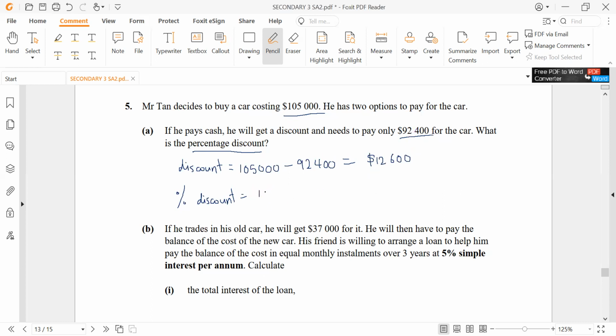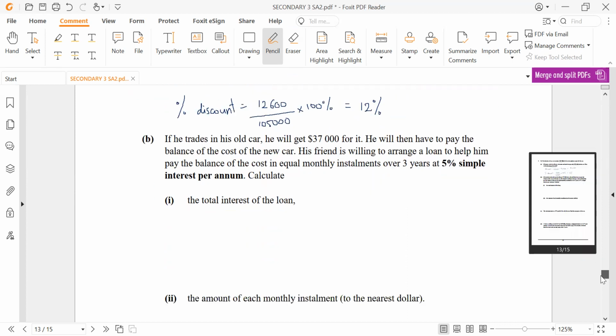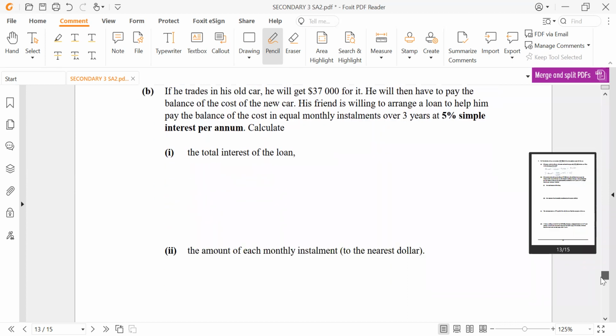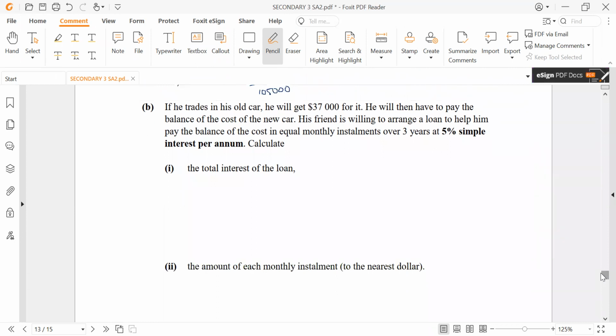All right. So percentage, you just take the discount divided by the original. So the original is 105,000 before the discount, times 100%, and you will get 12%. So that's the answer for this question. It's just a basic percentage question. So the slightly more tricky question will be question B. So that's the hire purchase question.